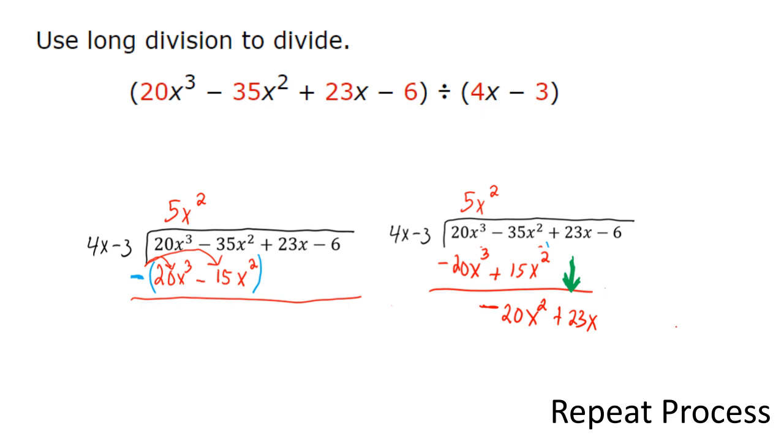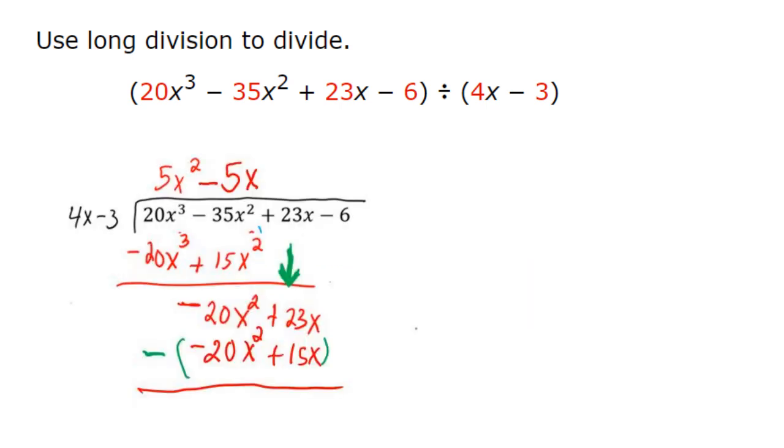And if I multiply x times x, that's going to give me my x squared. So the next term in my quotient is that negative 5x. So I'm going to put it next to my 5x squared here. So I have minus 5x, and I'm going to do the same process again. I'm going to multiply negative 5x to my polynomial.